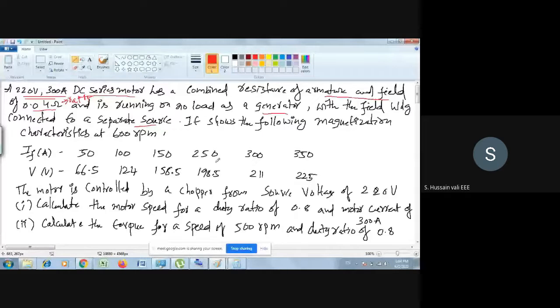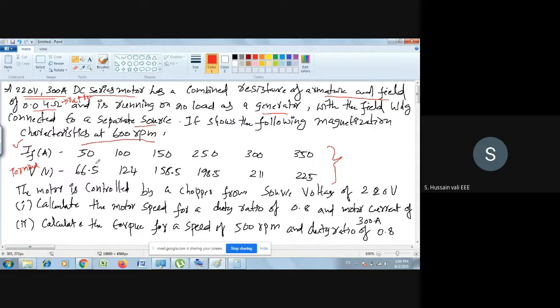Now it shows the following magnetization characteristics at 600 rpm. I hope you recall the magnetization characteristics of DC machines. What is the magnetization characteristic? This is the field current and this is the terminal voltage.